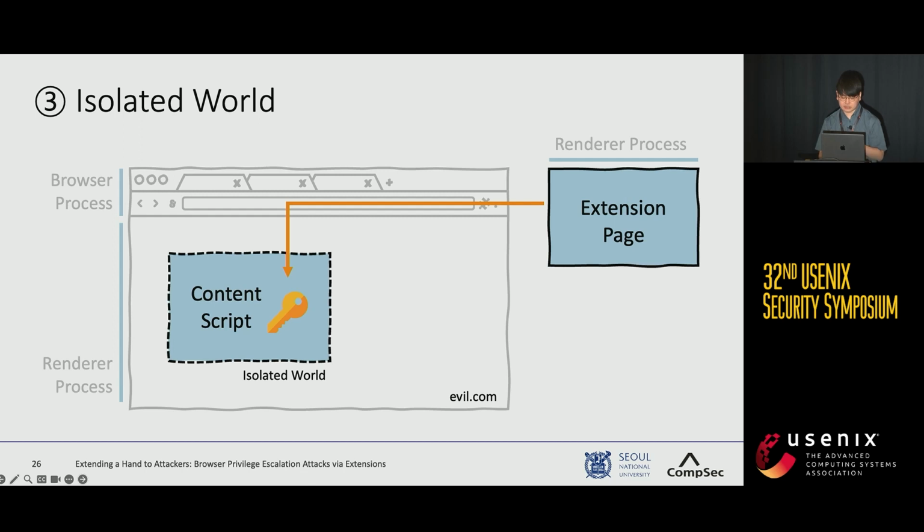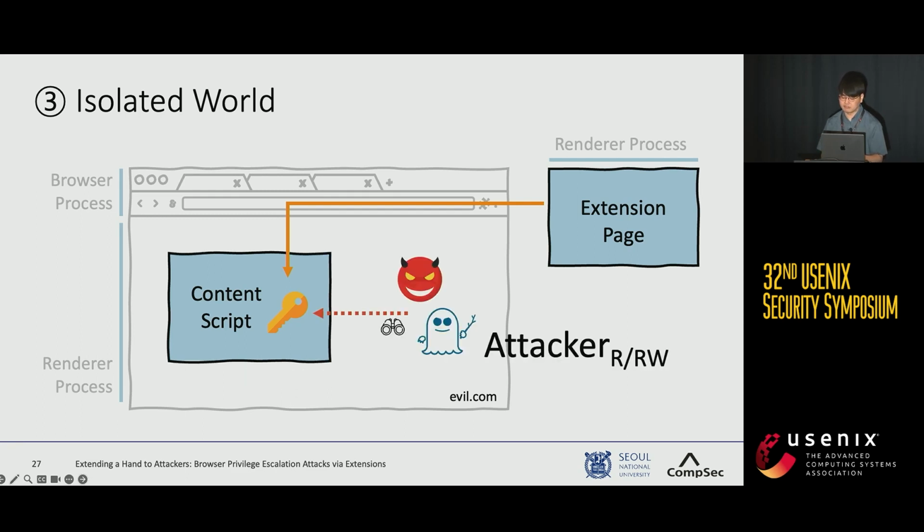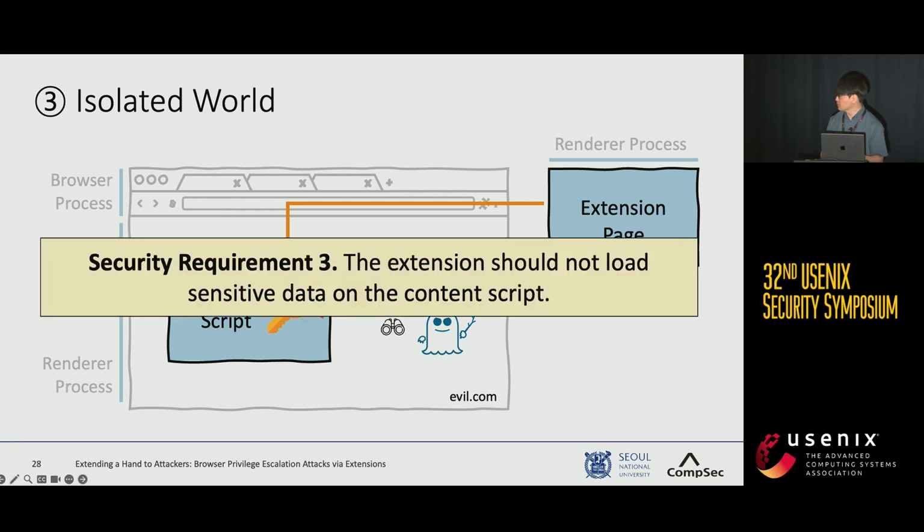Finally, the content script is isolated from the page using software-based isolation in JavaScript called the isolated world. So the page cannot normally access the data in the content script. But remember, the content script is in the same render process. So the attacker, RW and R in this case, can access the data in the content script. Therefore, there should be no sensitive data in the content script.